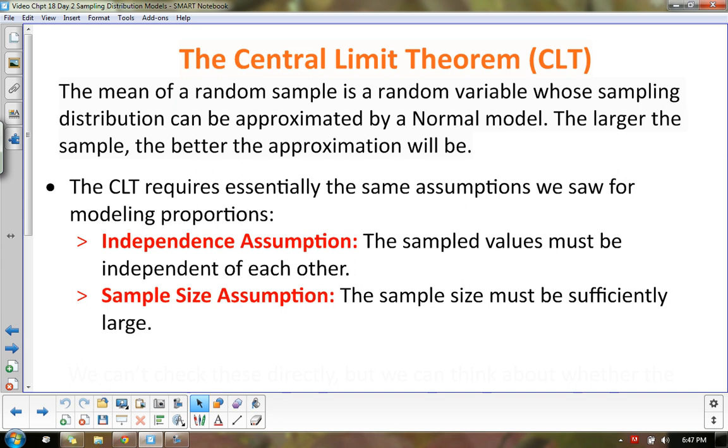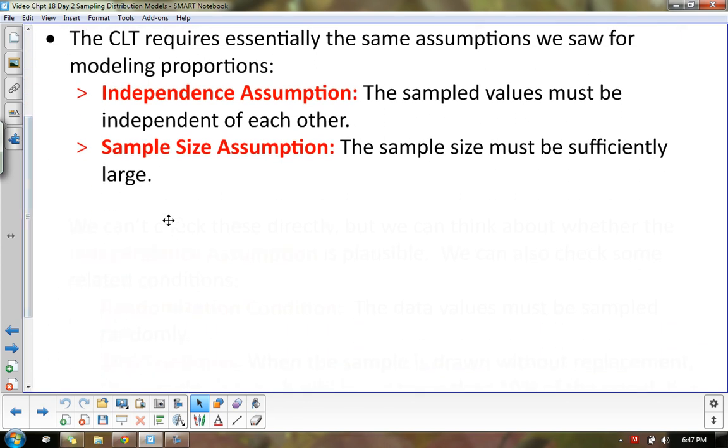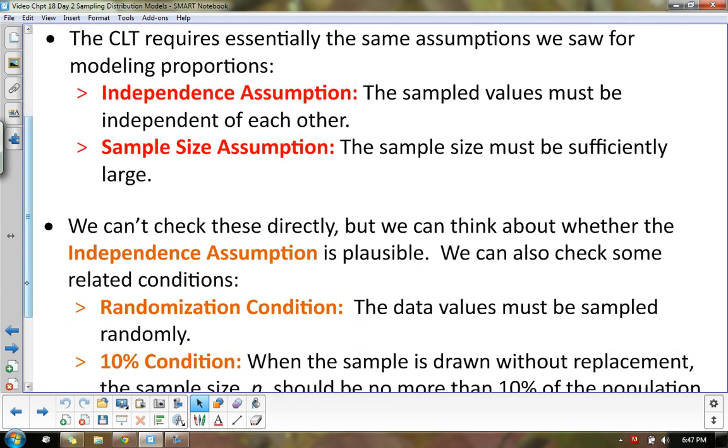Now here are those crazy assumptions and conditions again. They're pretty much the same. Independence: the samples must be independent of each other. Taking of one sample should not affect the other. And the sample itself must be large enough, so not too big, but big enough. These are what our assumptions state. In order to meet those assumptions, we have our conditions.